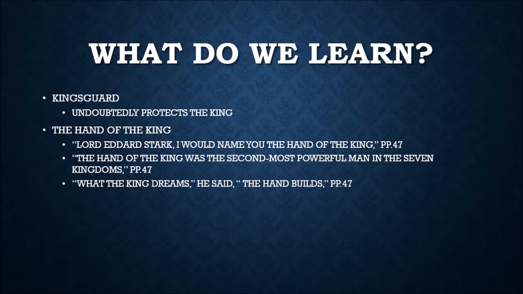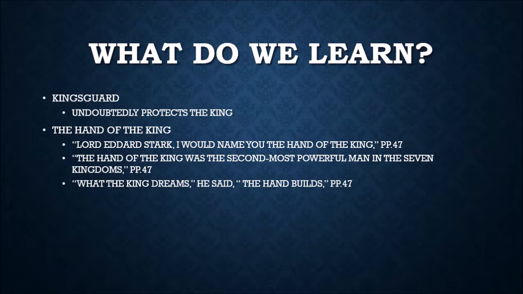We don't have any affirmative information, but we know Lord Eddard Stark, I would name you the Hand of the King. That's where Robert is talking to Eddard, and he's asking him to become the Hand of the King. The Hand of the King was the second most powerful man in the Seven Kingdoms. So we also see through this line that King Robert is not only giving him a lot of responsibility, but he's upping his level of power. And Ned already has a lot of power, being Warden of the North, Warden of Winterfell, if you will. So he's getting even more power.